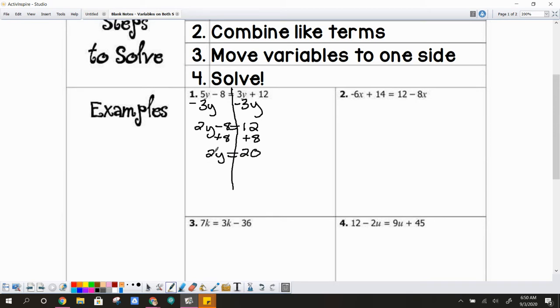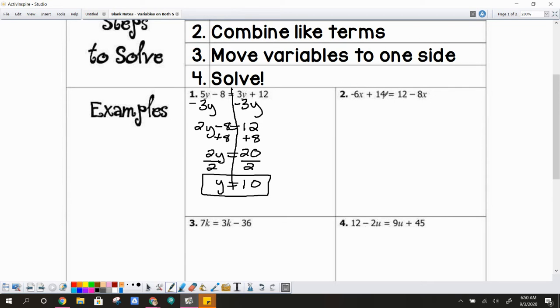The next step is to divide to get rid of our multiplication. Then I have y equals 10. So pretty much the exact same process, we just also have to move a variable now. So example 2, we're going to go ahead and follow our steps. Step 1 is to distribute if necessary. There's nothing to distribute here, so we're going to leave it as is.